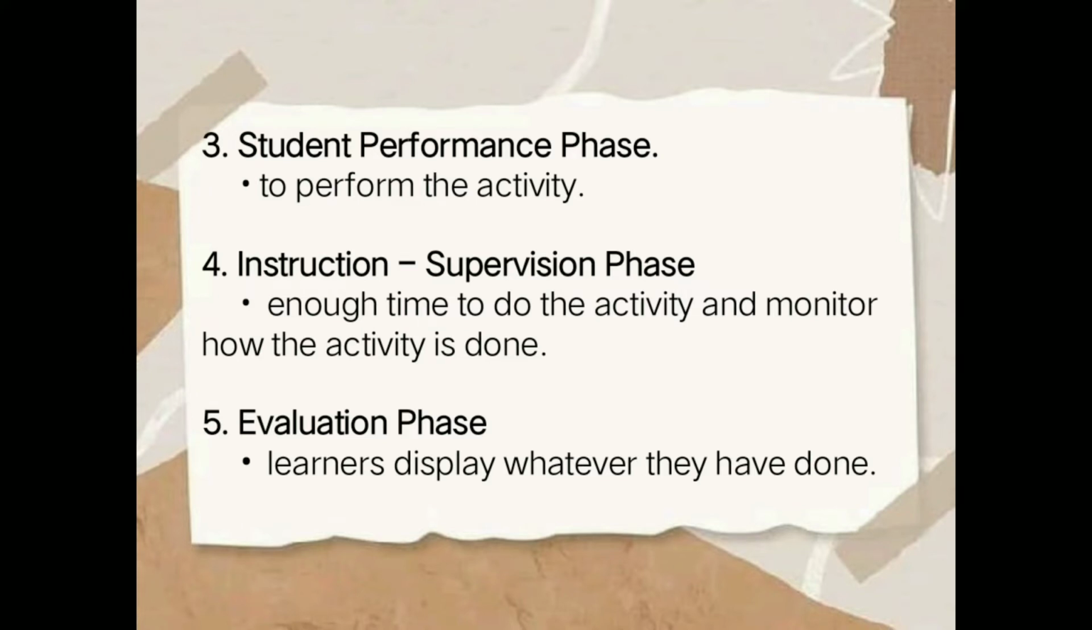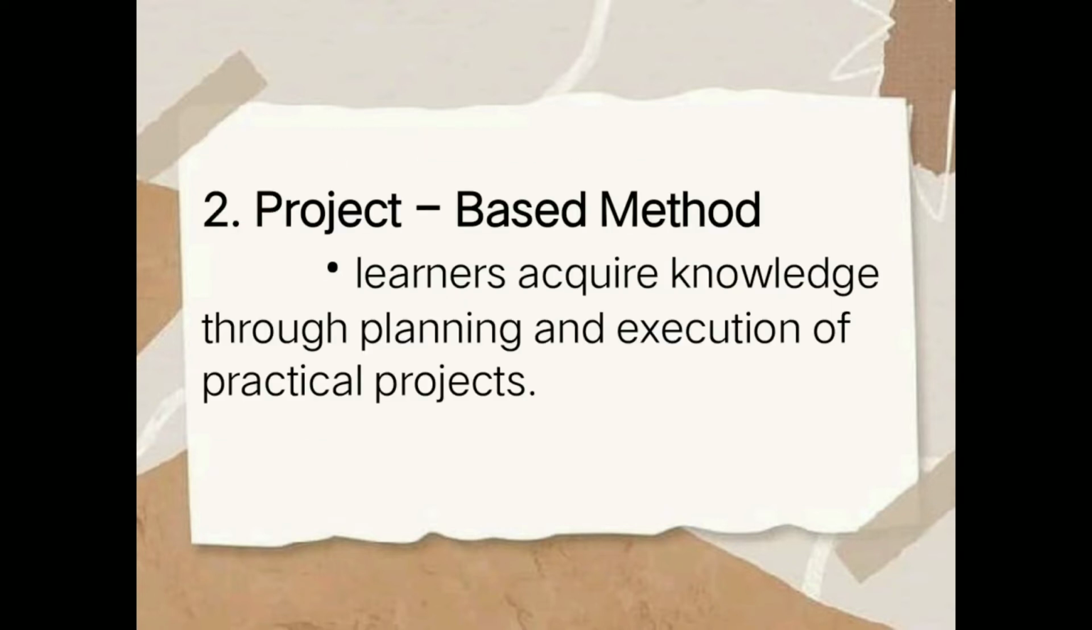Number 5, evaluation phase. Learners display whatever they have done. In this manner, the teacher determines the effectiveness of the instructions. Second strategy, project-based method. This is a strategy where learners acquire knowledge through planning and execution of practical projects.